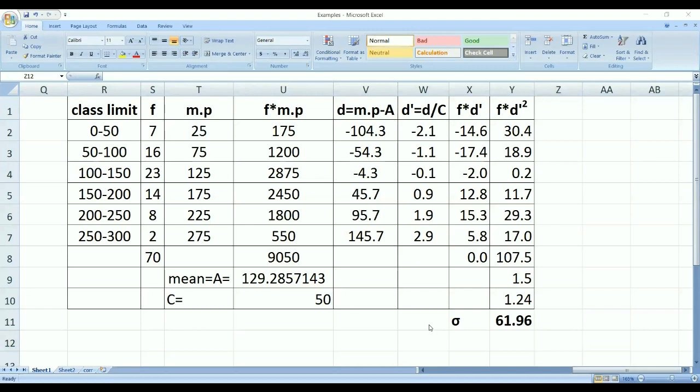Are you able to see the screen? Yes, ma'am. So have you solved this example? Last time we stopped here, and you have to put all the values in this formula.